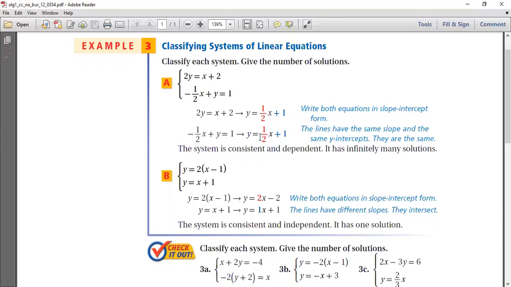Please girls, you need to listen very carefully to what I am saying. Only then we can go on with the lesson. Okay, so inconsistent means the lines are parallel.